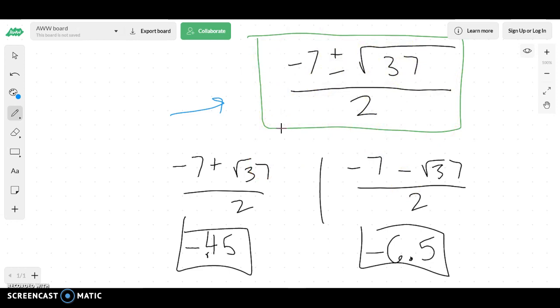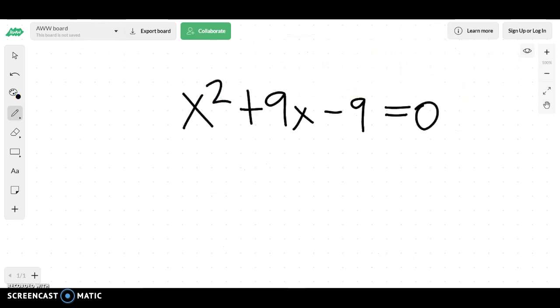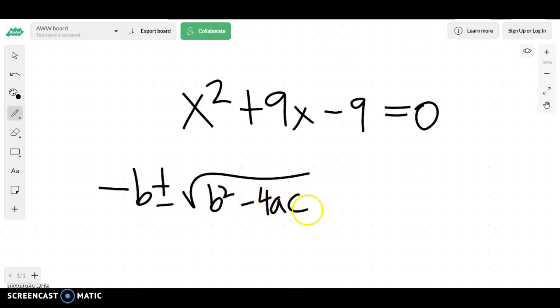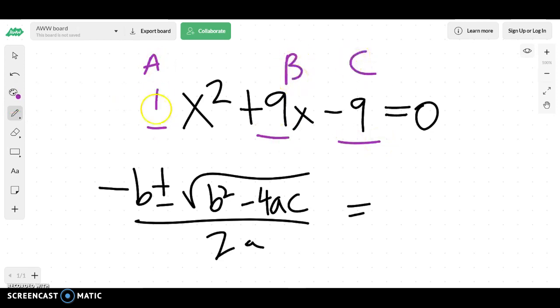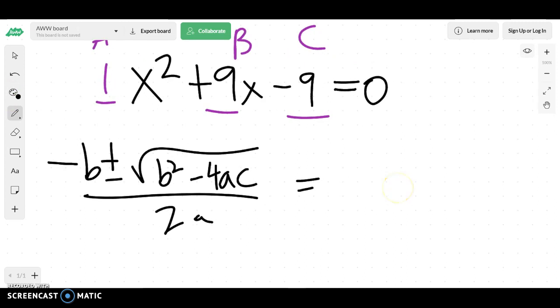Let's do one more where we can actually simplify the radical in here. Okay, when I'm solving this one, again, we're going to do negative b plus or minus the square root of b squared minus 4ac all over 2a. Again, a, b, c. If they don't give you a number, it's 1. Plug all that mess in.